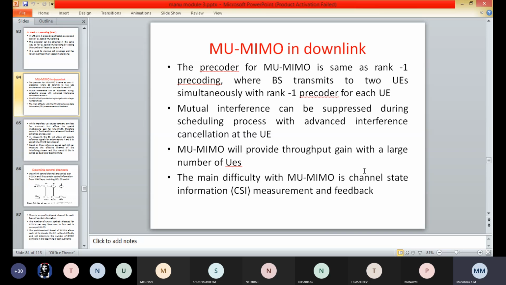The mutual interference can be suppressed during the scheduling process by selecting user equipments with near orthogonal channel directions, or with advanced interference cancellation at the user equipments. The scheduling algorithms and receiver structure, however, are not specified in the standard. This kind of MIMO mode is able to provide throughput gain when there is transmit spatial correlation with a large number of user equipments.